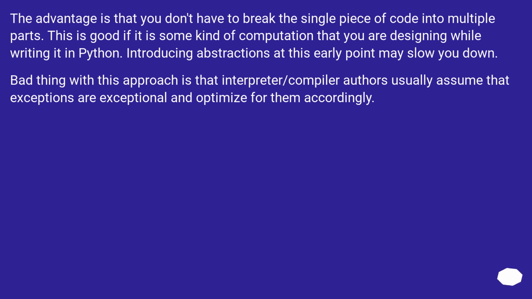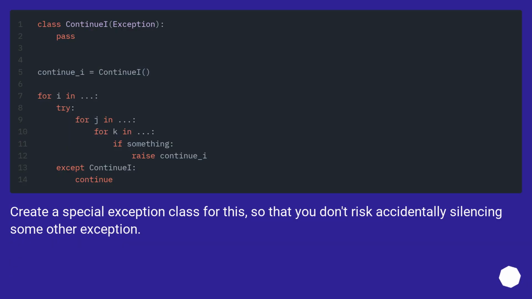This is good if it is some kind of computation that you are designing while writing it in Python. Introducing abstractions at this early point may slow you down. Bad thing with this approach is that interpreter/compiler authors usually assume that exceptions are exceptional and optimize for them accordingly. Create a special exception class for this, so that you don't risk accidentally silencing some other exception.